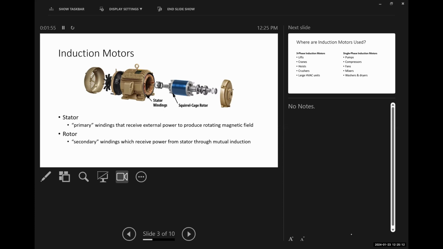We have a two-winding system where one of our windings is the input that we put power into, and the other winding is the output that receives power from the primary winding. The big difference here is that now our secondary can turn. That's literally the only difference between a transformer and an induction motor. They are the same thing, except the secondary gets to spin.